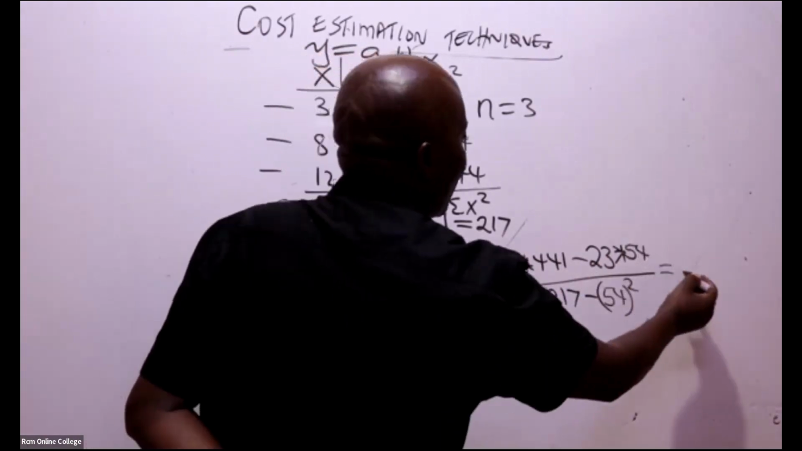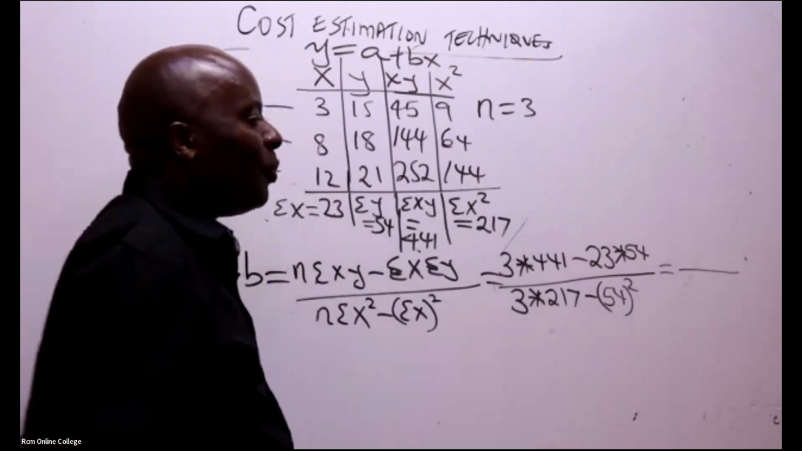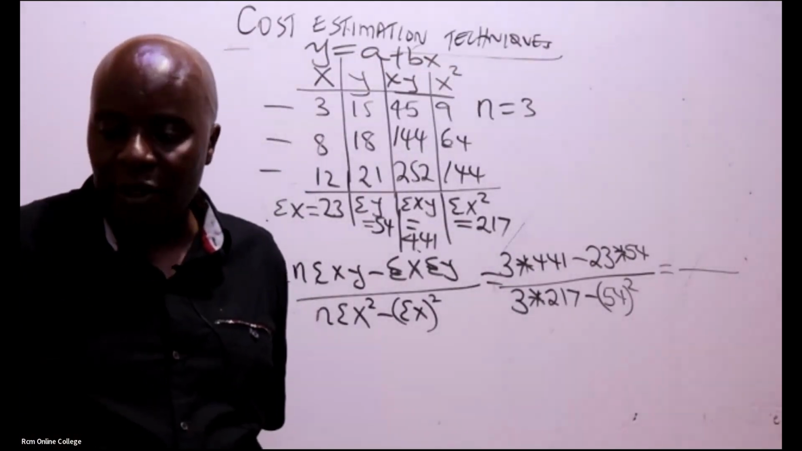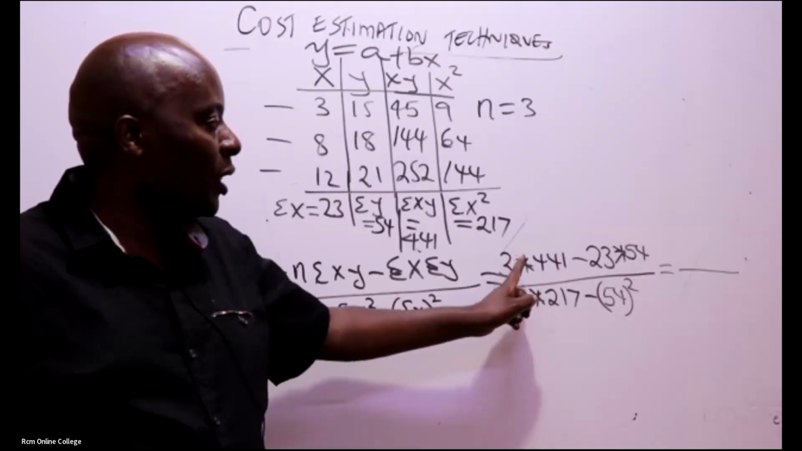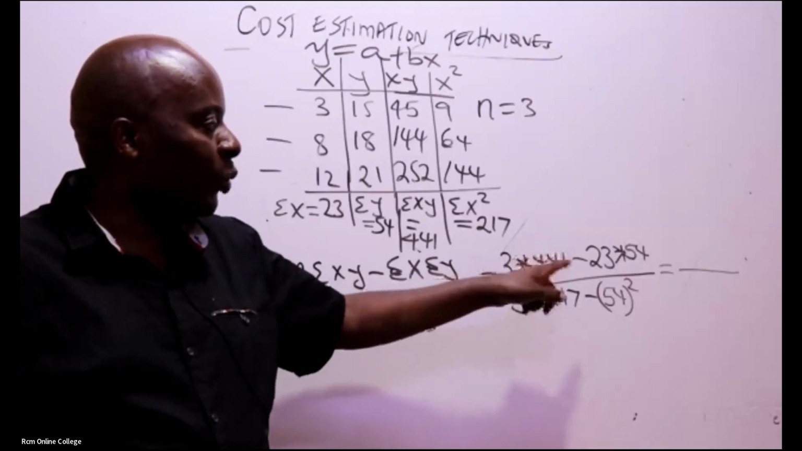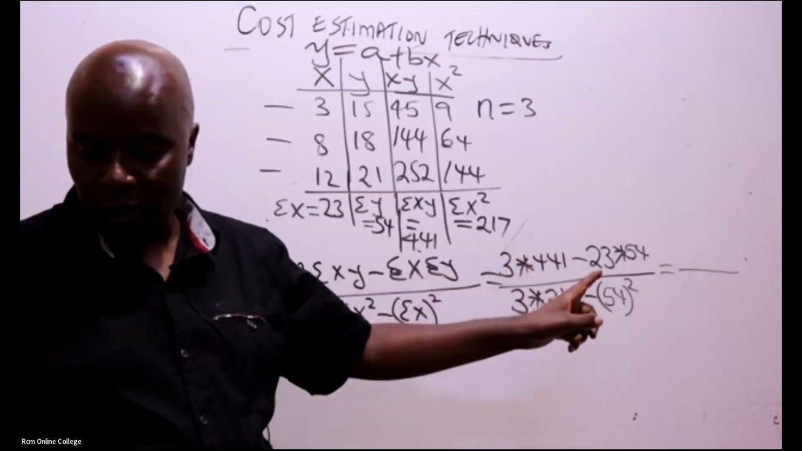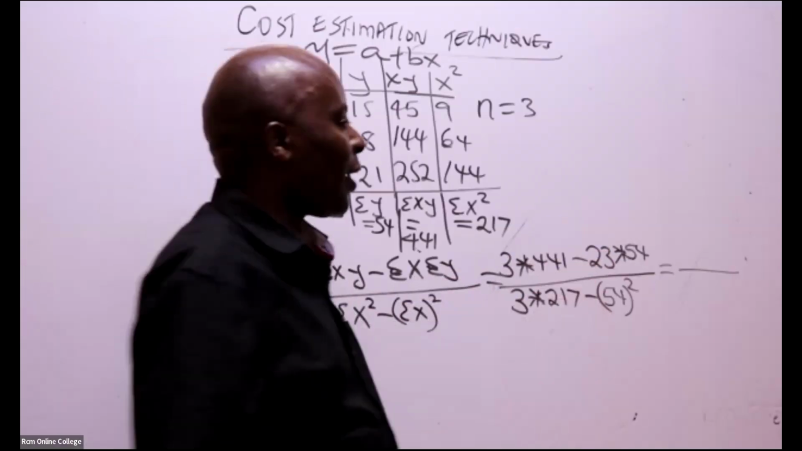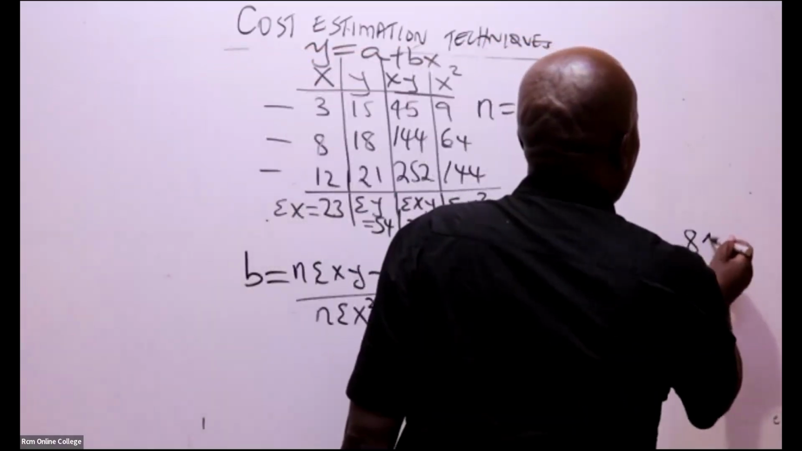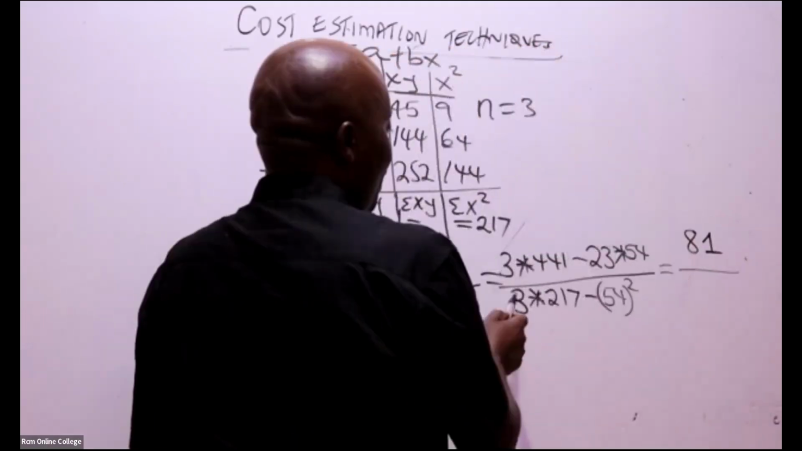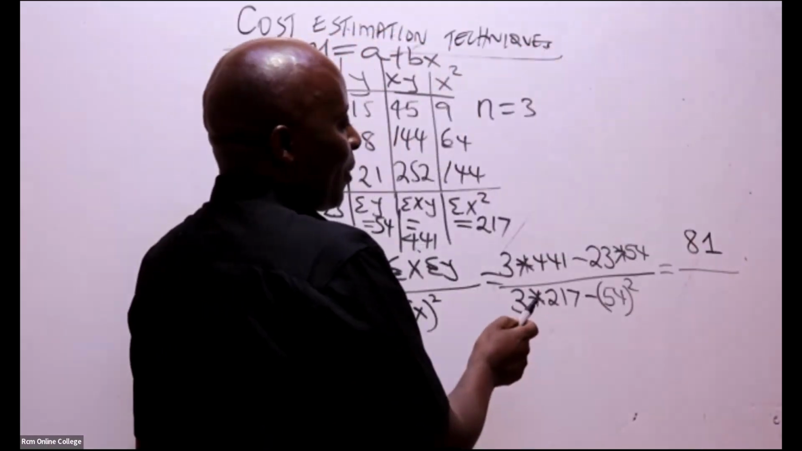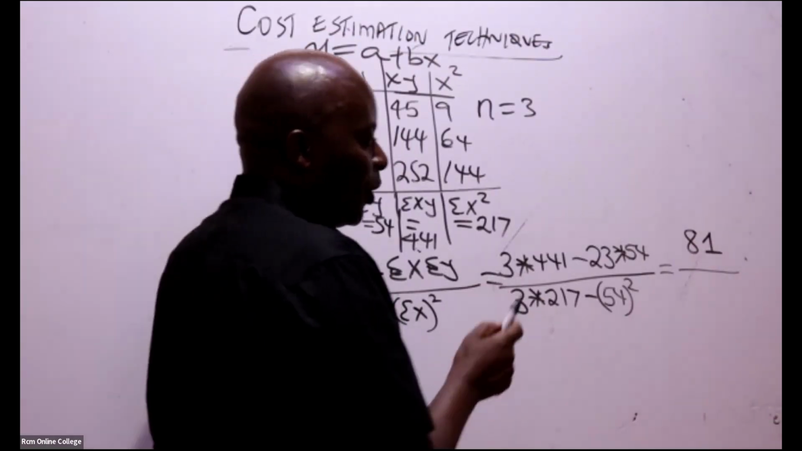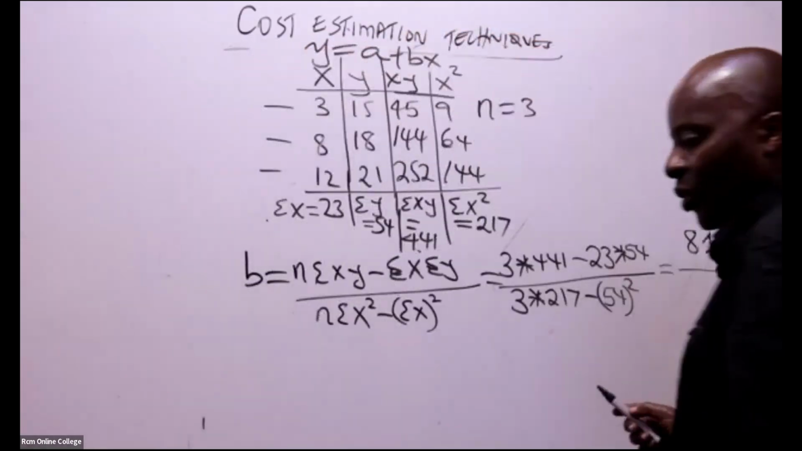Then go ahead and give me the numerator first. Numerator alone: 3 times 441 minus 23 times 54. What figure are we getting? According to Helen, we are getting 81. Thank you so much. And then we have 3 times 217 minus 54 squared.